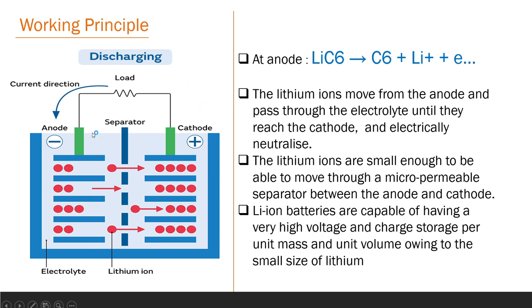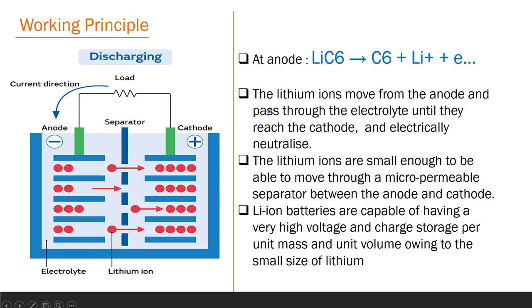At the anode, there is a movement of lithium ions from anode to cathode. This process occurs during discharging. The lithium ions move from the anode and pass through the electrolyte until they reach the cathode and are electrically neutralized. The lithium ions are small enough to move through a micromembrane separator. This is the micromembrane separator through which they move. They are so tiny they can move from anode to cathode. Lithium-ion batteries are capable of having a very high voltage and charge storage per unit mass and unit volume.